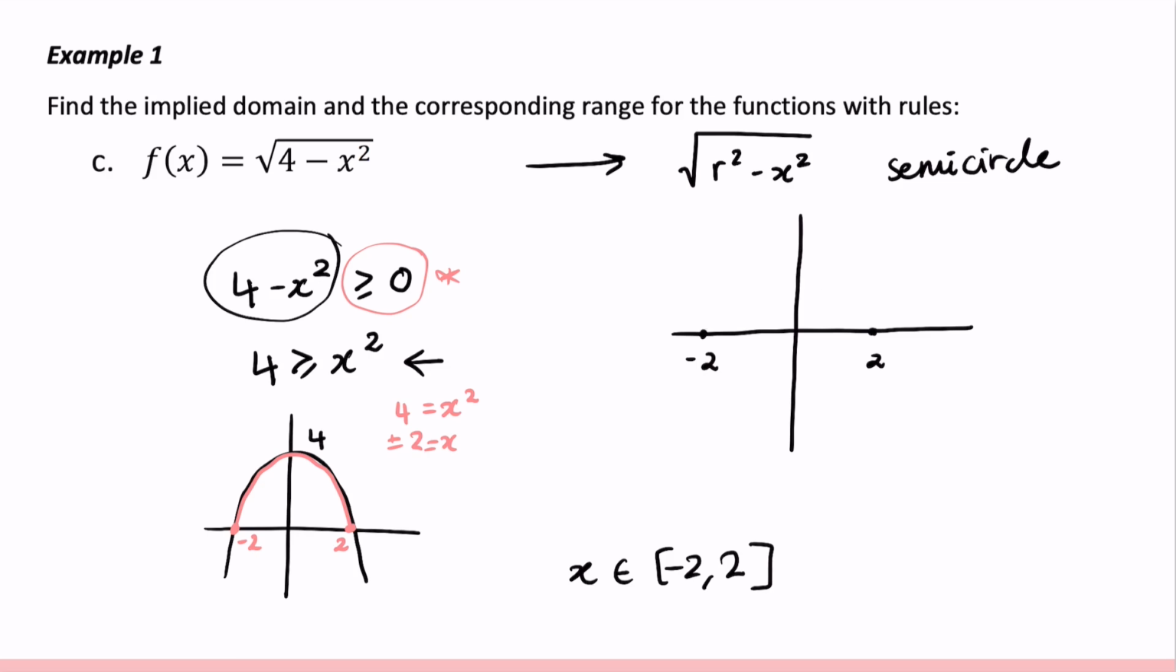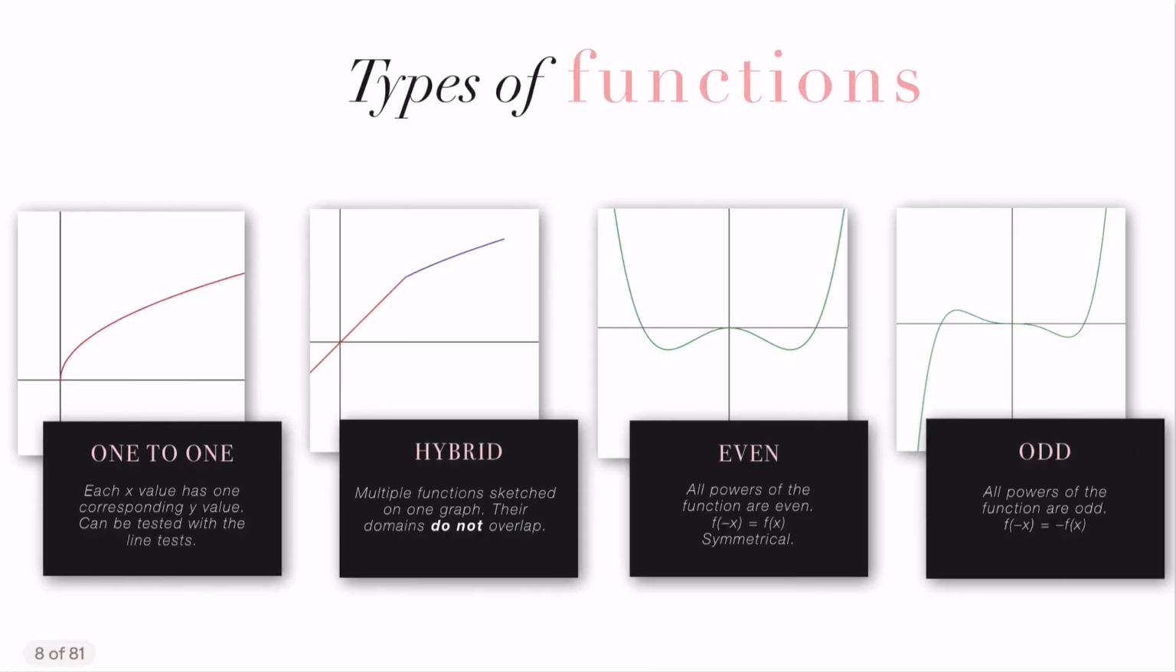Doesn't really look much like a circle. Let me try that again. And of course, because our radius in this case is 2, that means the y value will be to there. So our range is going to be from 0 to 2. Okay, so that's all about implied domains and ranges.